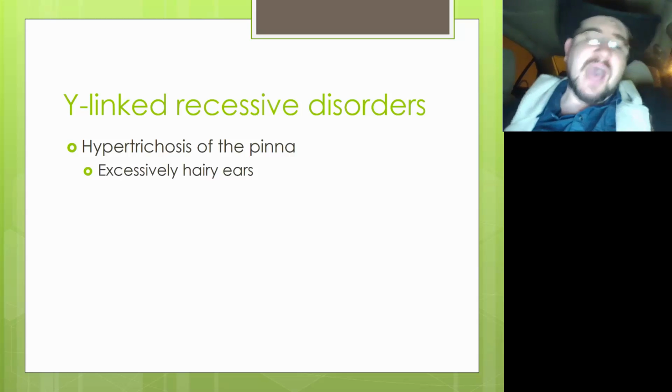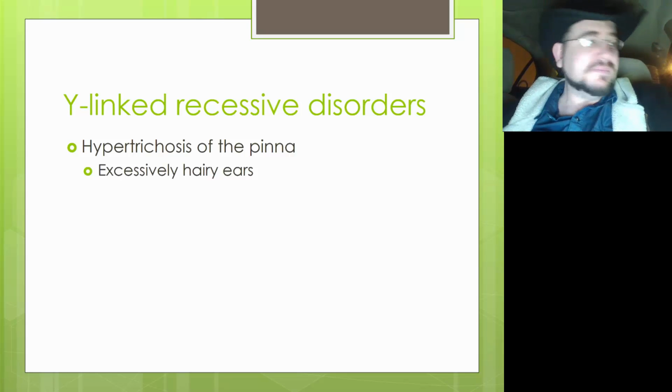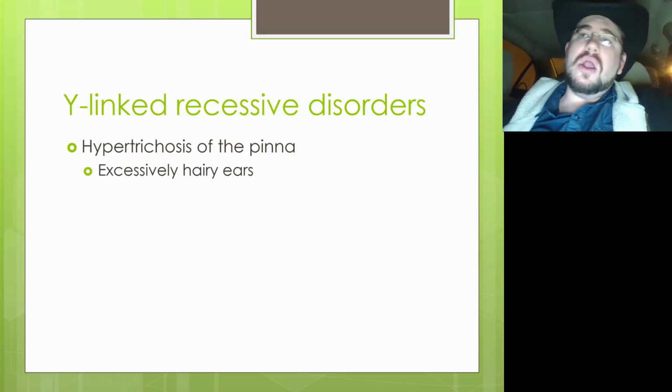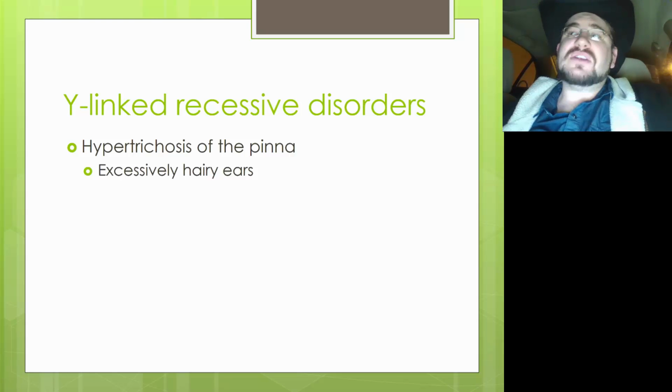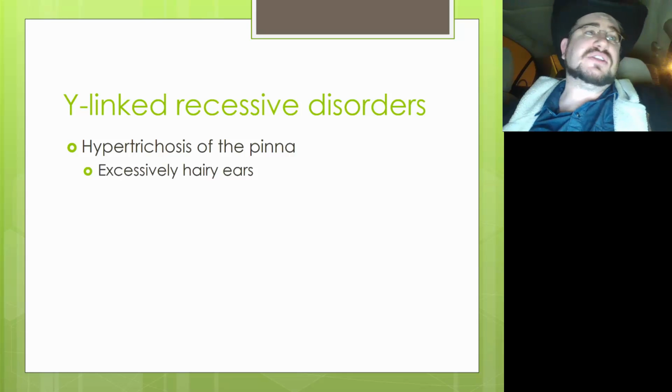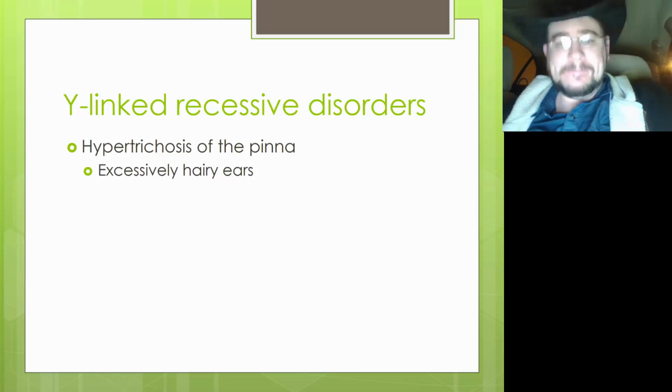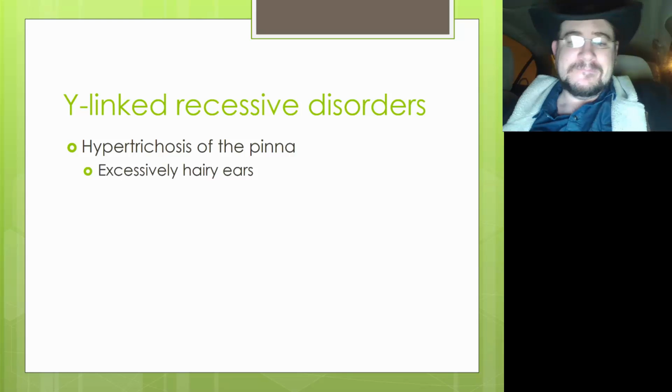So if you have hypertrichosis of the pinna, all of your sons will have hypertrichosis of the pinna. All of their sons will have hypertrichosis of the pinna. You will pass hypertrichosis of the pinna down as long as your family line exists. Only the daughters are safe. So, there's that.